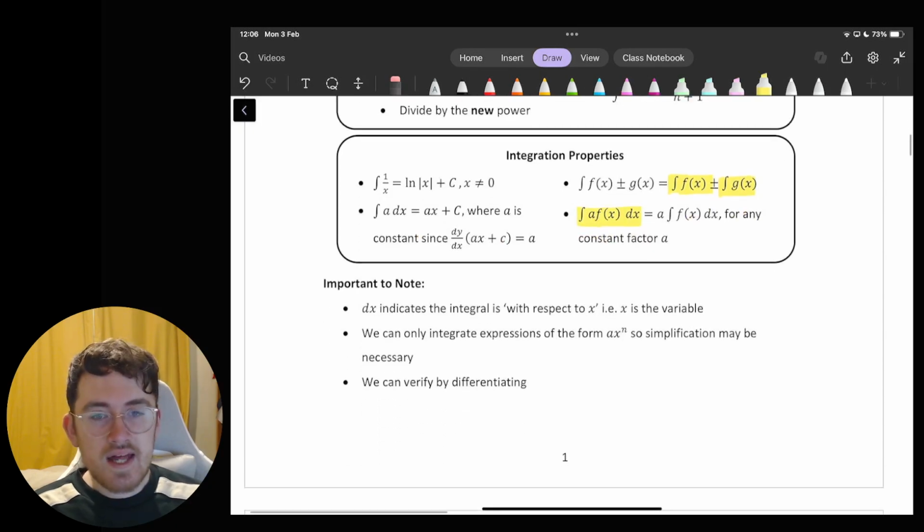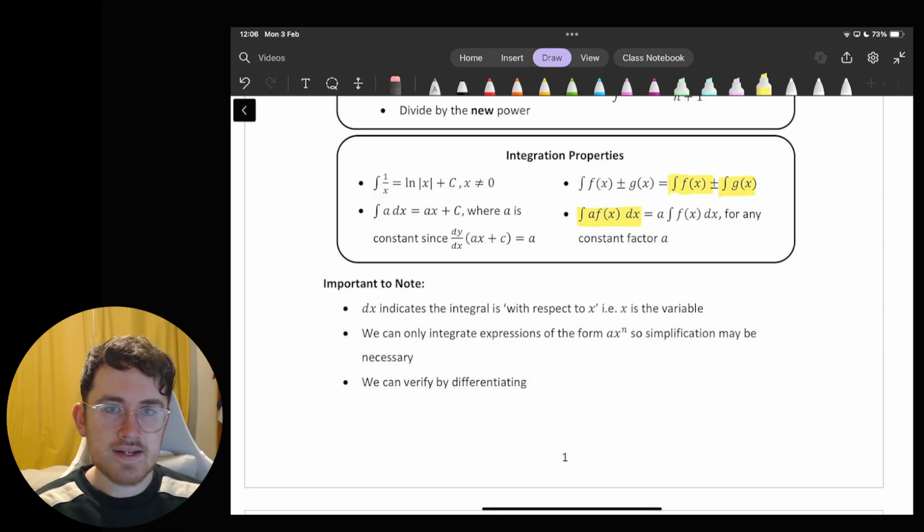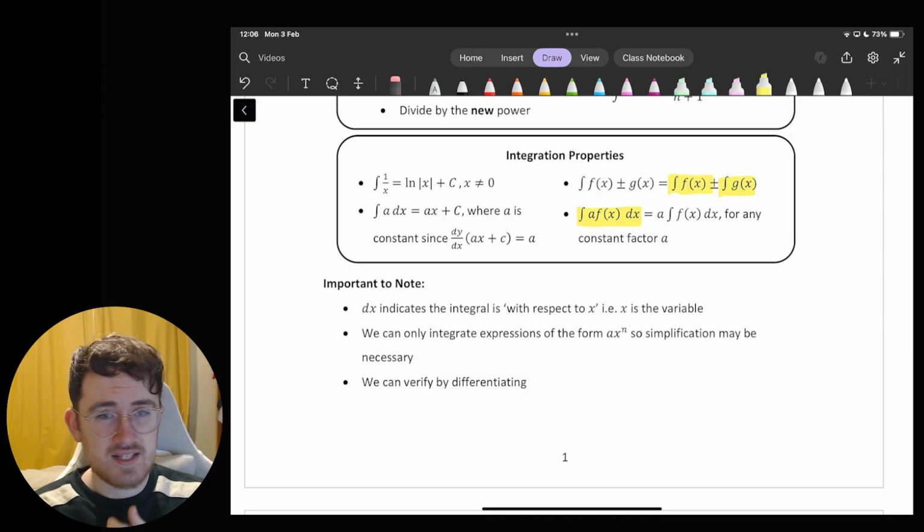Main things to note as well: dx just refers to the fact that our integral is with respect to x. Think of how we had dy dx to show that the derivative is with respect to x. We have something similar for our integration. You should include that dx because otherwise it's not wholly clear what variable we're integrating with respect to. Generally, you'll only have one variable, but we include it because that's convention. It has to be included. Otherwise, it kind of means nothing.